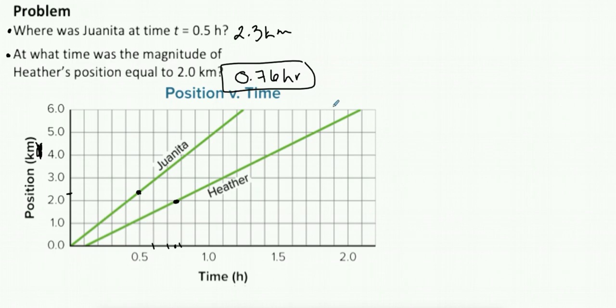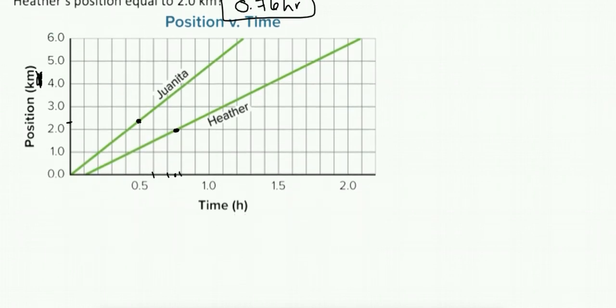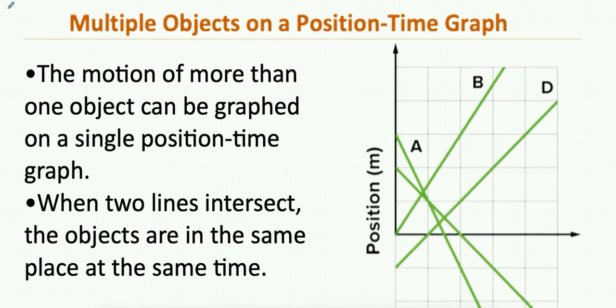Okay, so that's how we use these graphs. If we have a time, then we can find a distance. If we have a distance, then we can find a time. If we have multiple things on a position time graph, it's a little more complicated, but we can find some extra information.